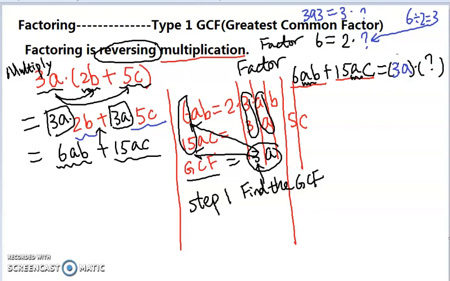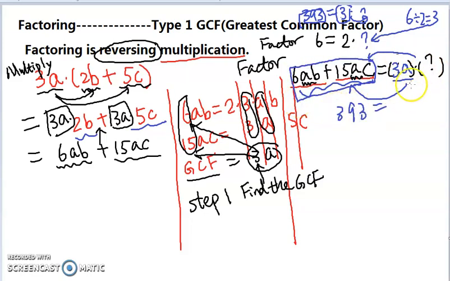Just like, say, okay, I need to find out 3 times which number is equal to 393. I take 393 divided by 3. That will give me the other one. So here I already know 3A goes into this left-hand side. I need to find out 3A times what gives me that. So if you think of this whole thing as 393 and the 3A as number 3, how do you find out the other one? You take this whole thing divided by 3.